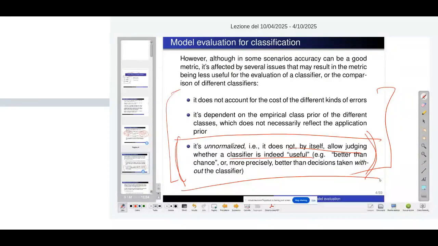But the first two are essential because we don't want to treat all errors in the same way, and we don't want the metric to reflect the evaluation empirical prior. We want it to reflect the application prior.